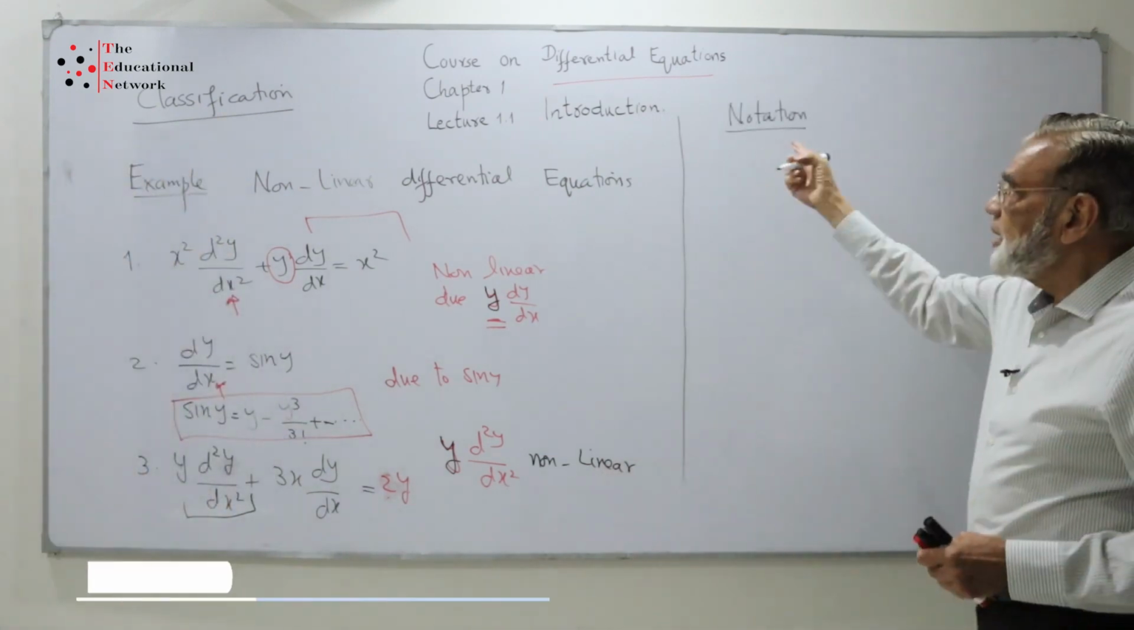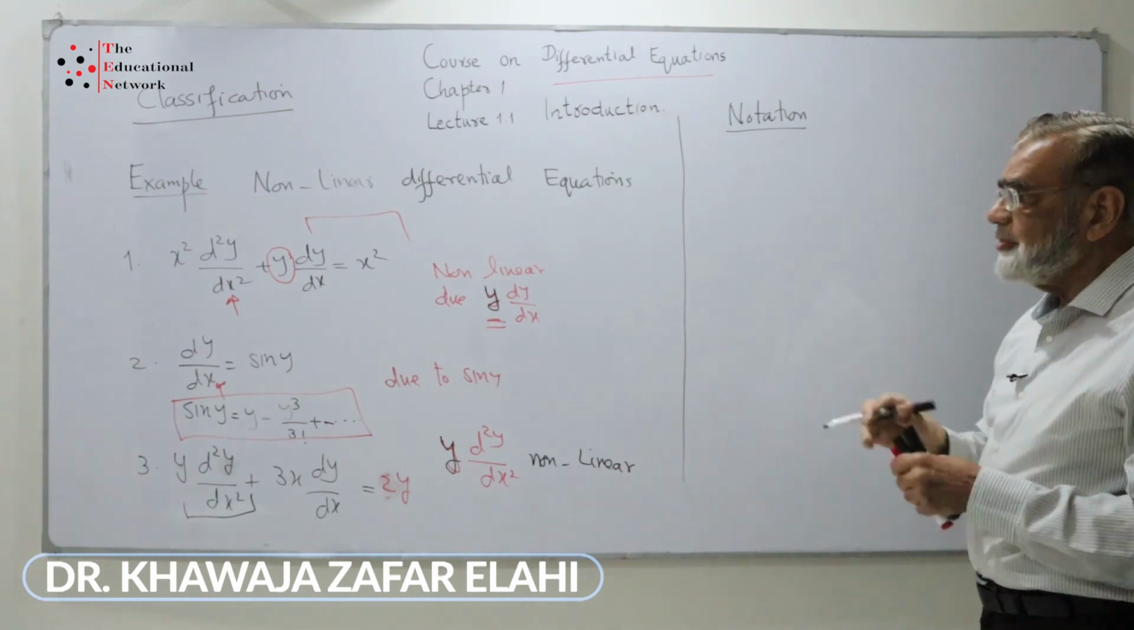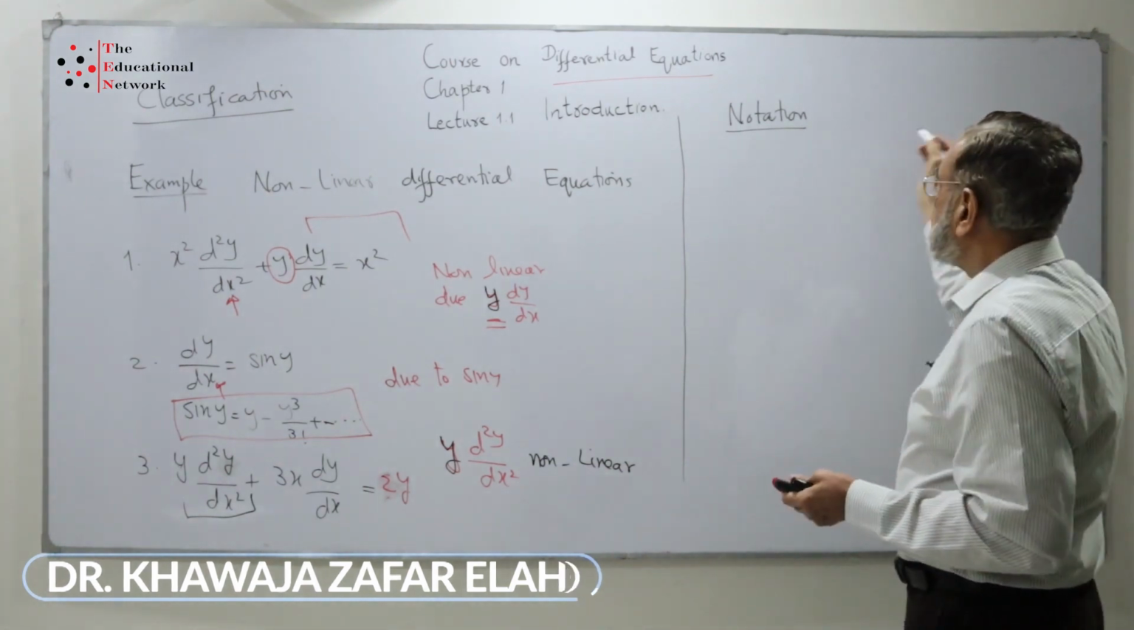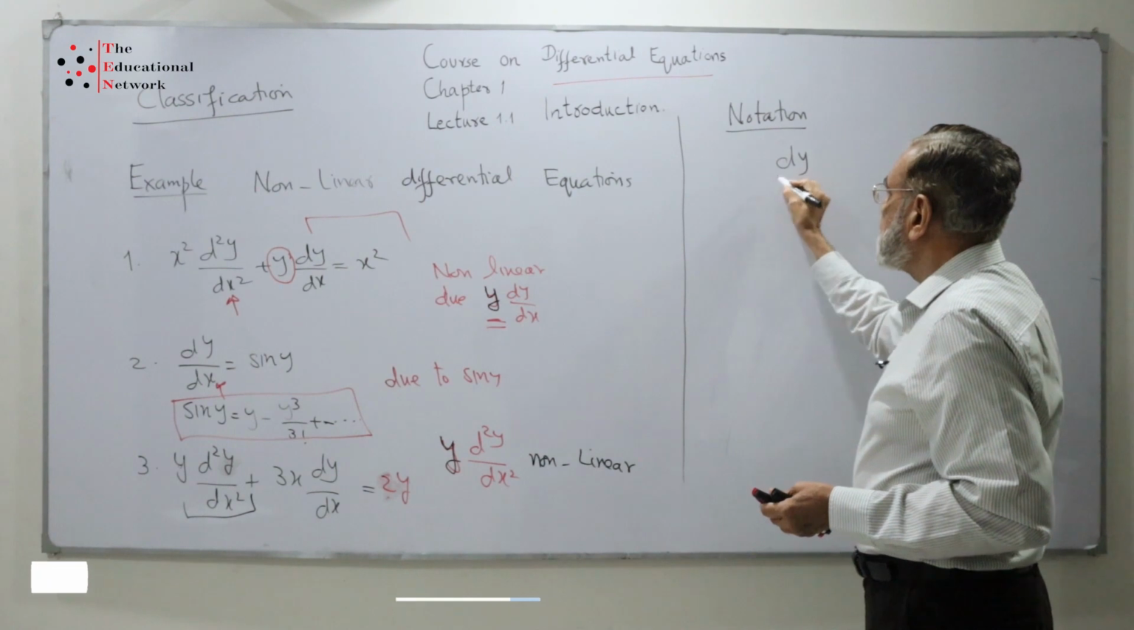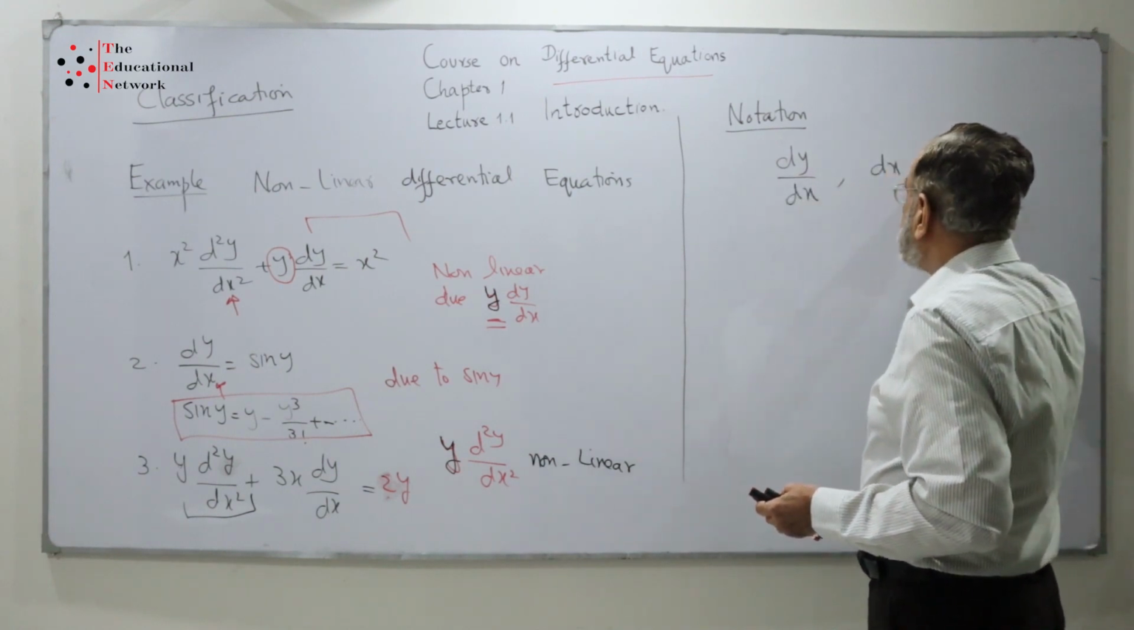So we see how we can write the differential equation of different order. We have different ways of writing it. One is using the derivative. This dy by dx is the derivative. If I am having dx dy, those are the differentials.